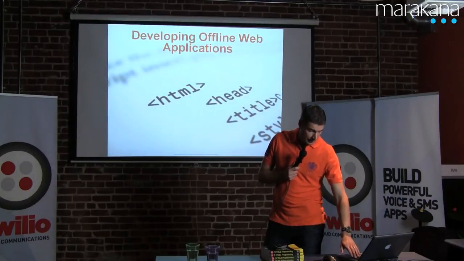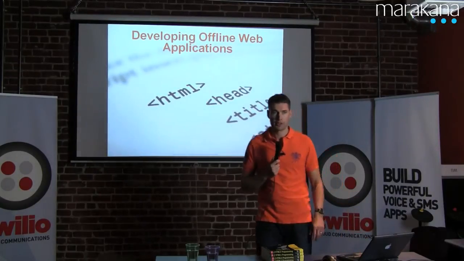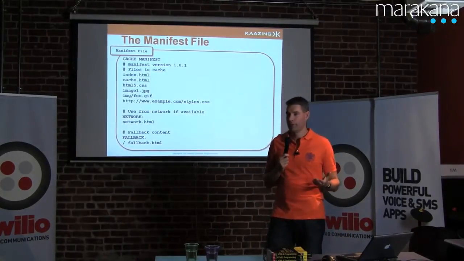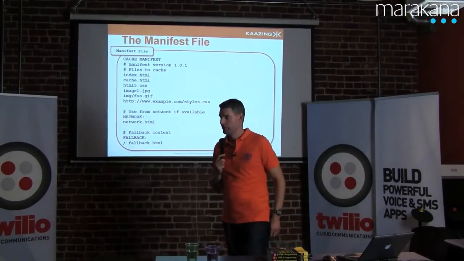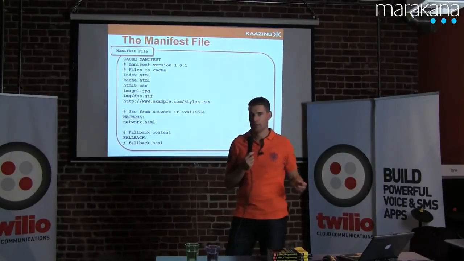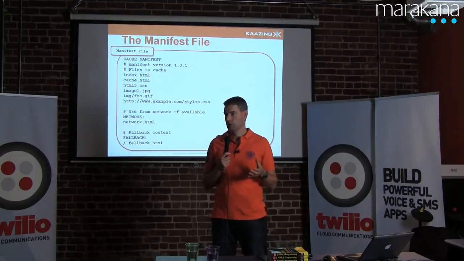Okay, let's take a look at how you actually create these applications. All right, so the first part of an offline web application is what's called an offline manifest file. It doesn't have to be called offline manifest, but it has to end with the extension .manifest.